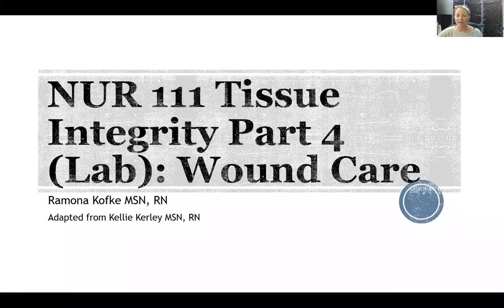Okay, so we have discussed all sorts of different types of wounds and skin conditions, things that put our patients at risk, and things we're going to monitor for, things we're going to do to prevent injuries and wounds. So now we're going to talk about what we're going to do about them. So this is going to be applicable to your wound care lab. So that's where you'll be putting this all into practice.